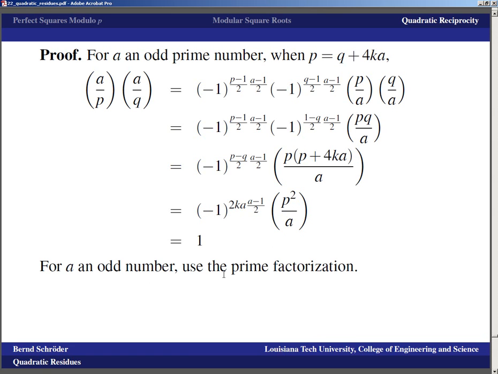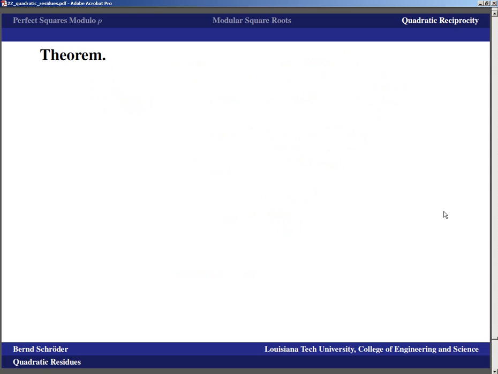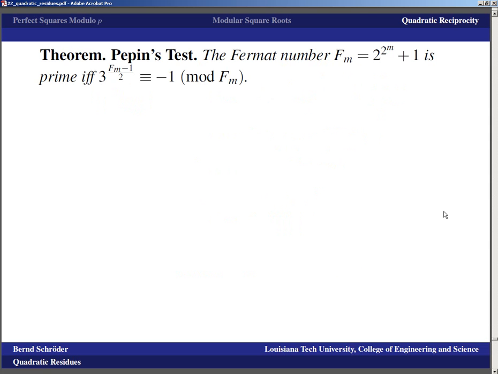And finally, when a is an odd number, you just use the prime factorization on the equation, and you end up with the result. Okay, final thing that we're going to talk about is Pepin's test. I hope that's how the gentleman is pronounced, but it looks very much like a French name to me. And it is, again, a primality test for Fermat numbers.